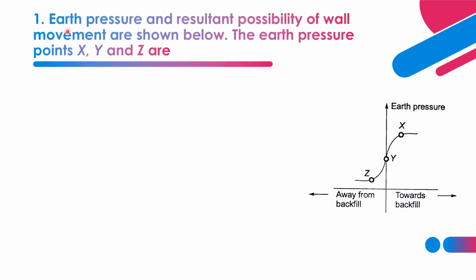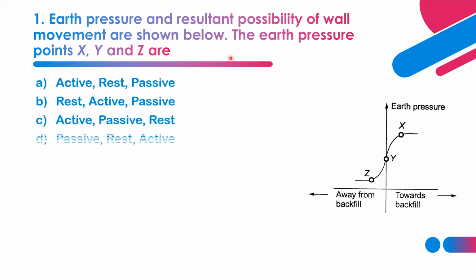The first question is: earth pressure and resultant possibility of wall movement are shown below. This is the representative diagram in which they have mentioned the earth pressure and the resultant possibility of wall movement. So wall movement is either away from the backfill or towards the backfill. The earth pressure points X, Y and Z are: so these X, Y and Z points represent which type of earth pressure? Which option is correct regarding X, Y and Z?